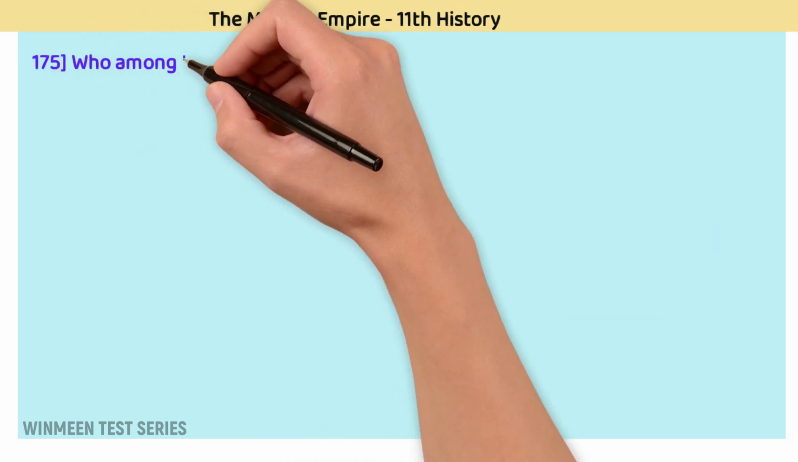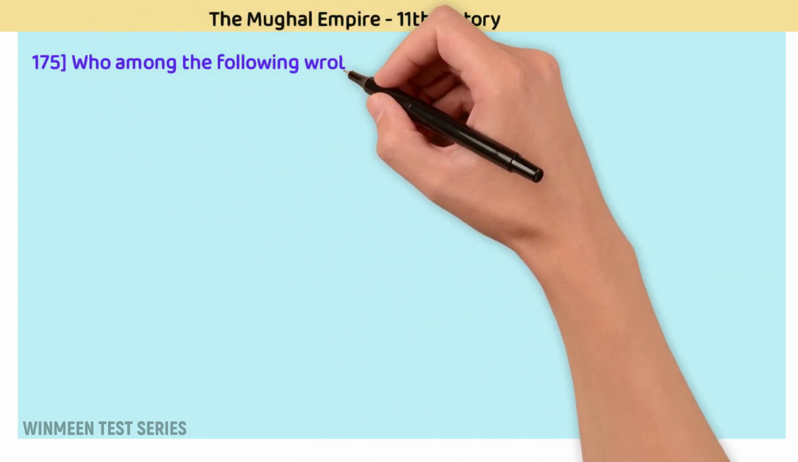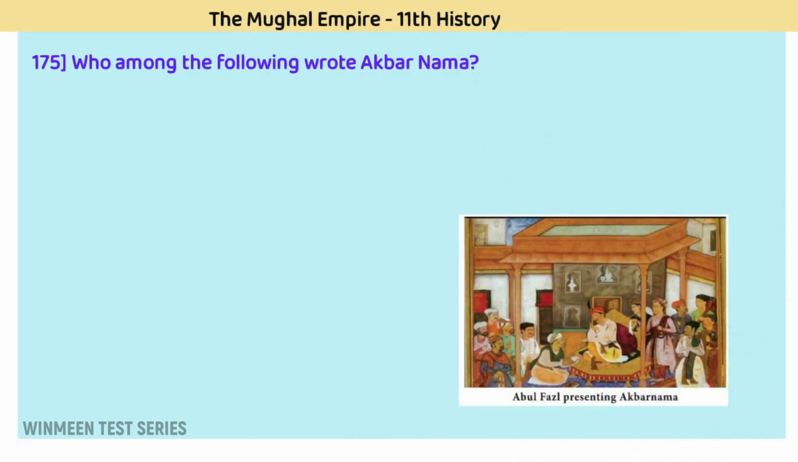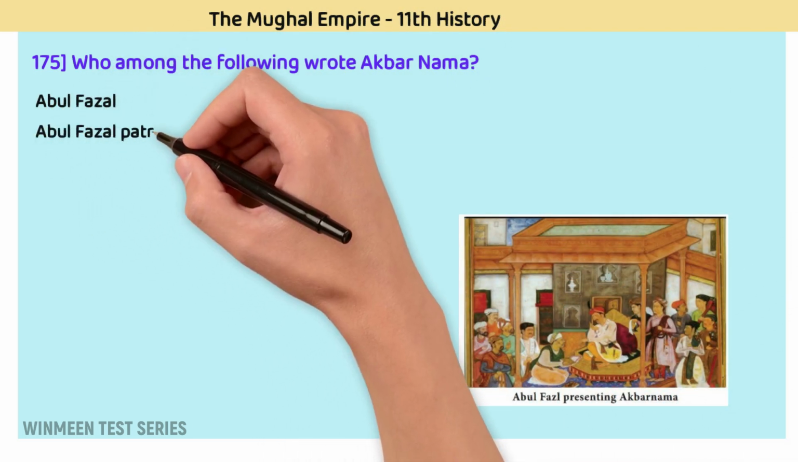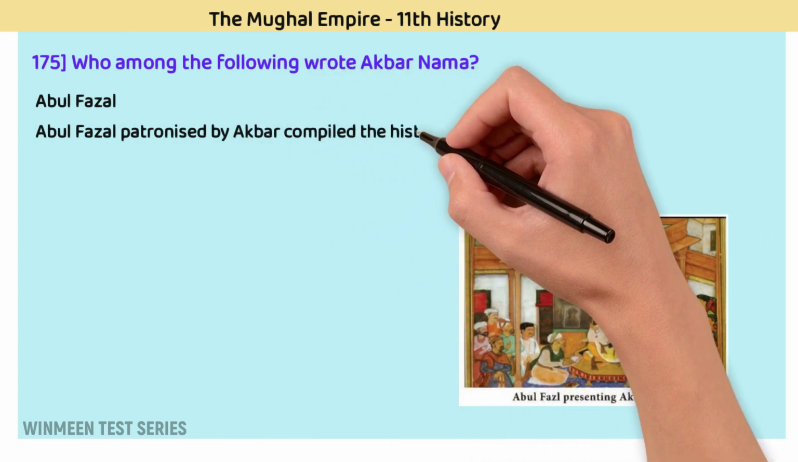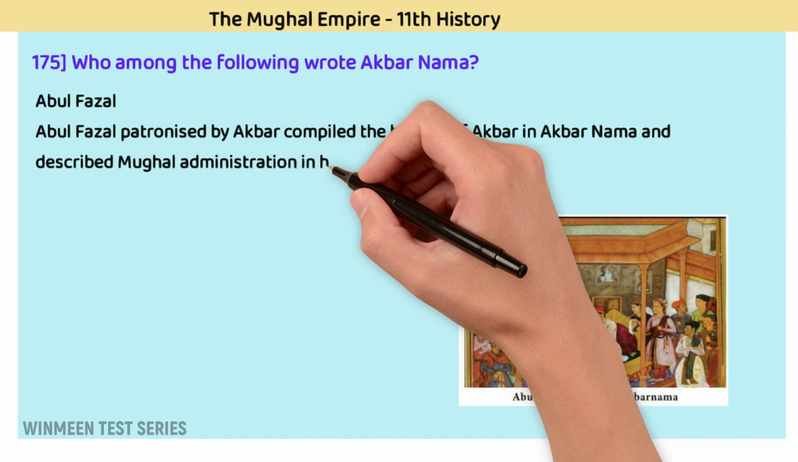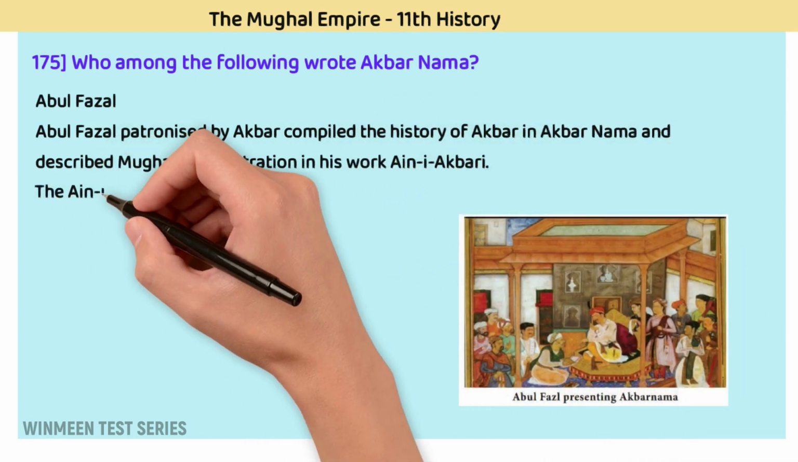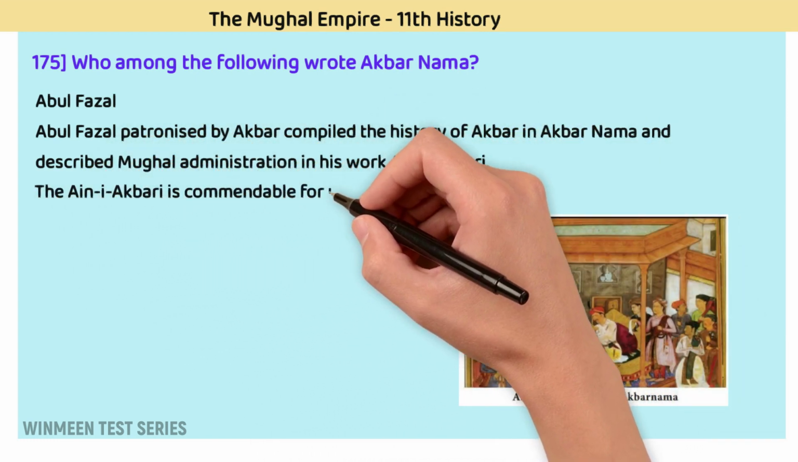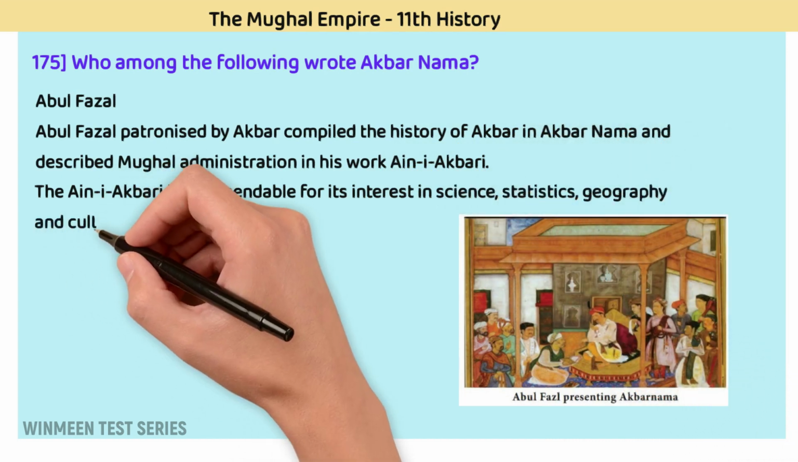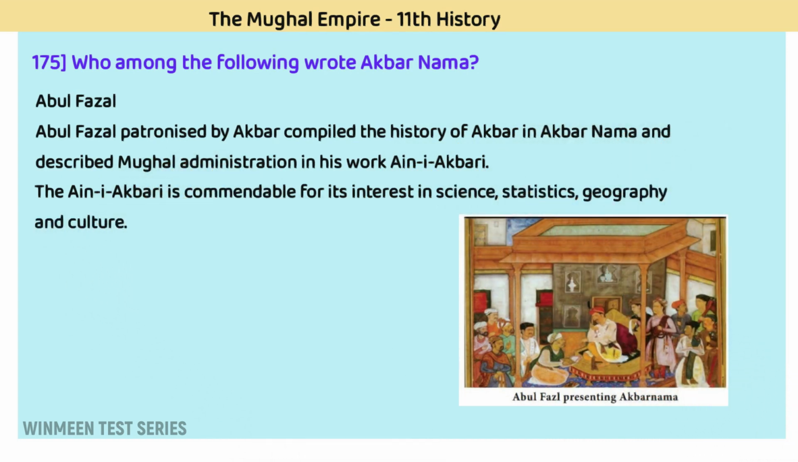Question number 175. Who among the following wrote Akbarnama? The answer is Abul Fazl. Abul Fazl, patronized by Akbar, compiled the history of Akbar in Akbarnama and described Mughal administration in his work Aini Akbari. The Aini Akbari is commendable for its interest in science, statistics, geography, and culture.